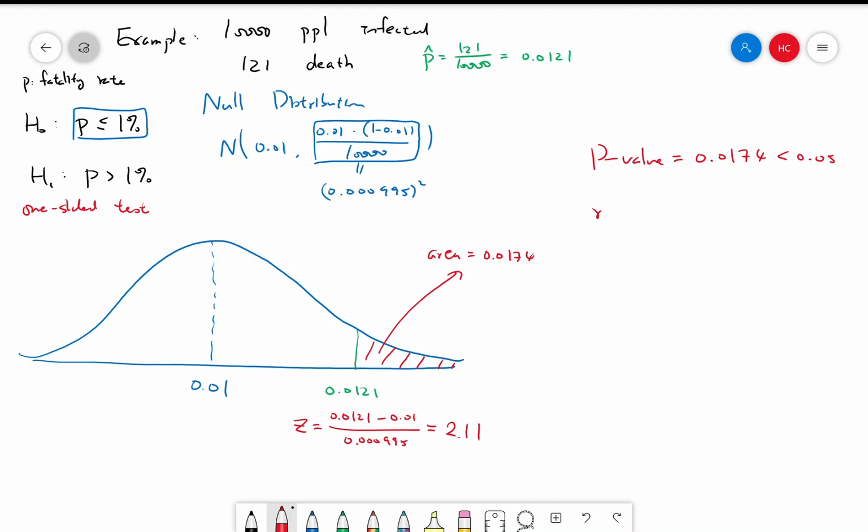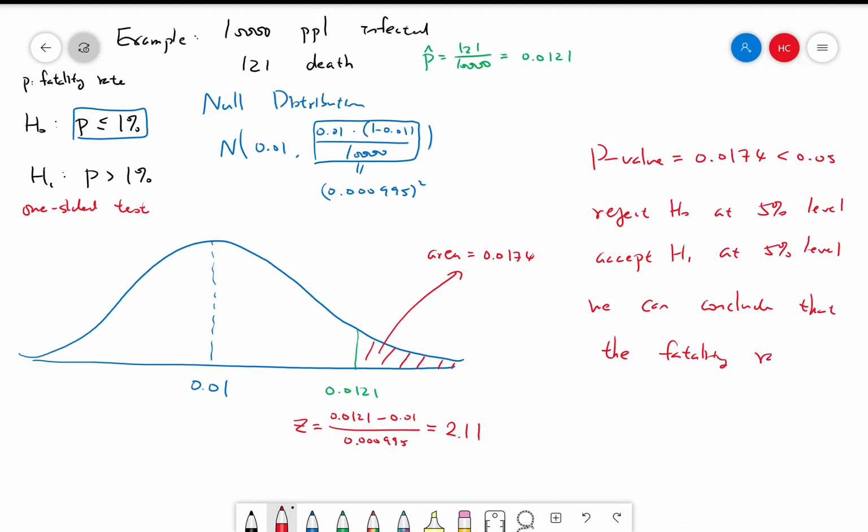So we can reject H0 at 5% level, which means we accept H1 at 5% level, which means we can conclude that the fatality rate is greater than 1%. Alright, so that's it for section 6.3.